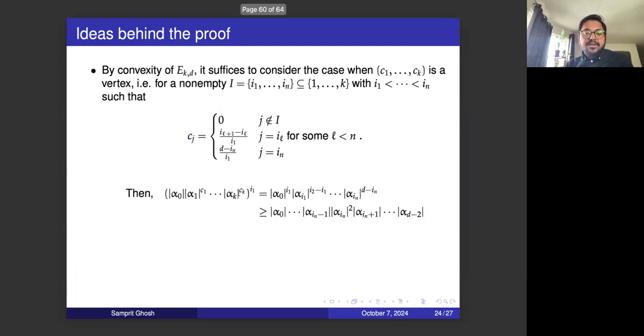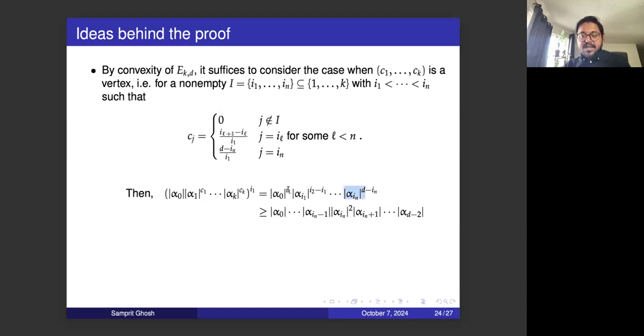And just like before, if we consider mod alpha 0, mod alpha 1 to the C1, alpha k to the CK, and then you take it to the power I1, then that gives you alpha 0 to the I1, alpha I1 to the I2 minus I1, and so on. Now, in the last situation, we just replaced all of these by the product of alpha 0. We saw that this is bigger than or equal to the product from alpha 0 to alpha d minus 1. Here, what we do is we just change this alpha in. So the rest of it is as it is.